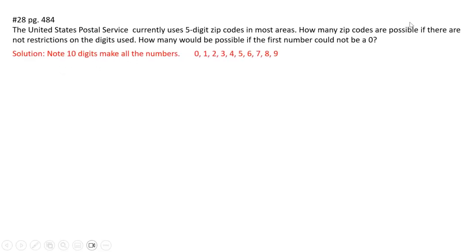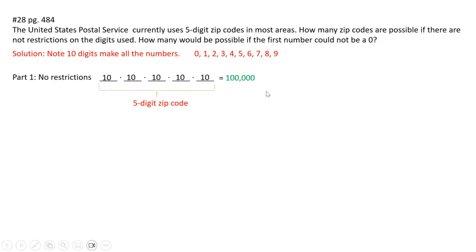So the first one is how many different zip codes are possible with no restrictions. So it's going to be what? This is my 5-digit zip code. So no restrictions, right? So 10 digits make all the numbers. That means that 10 digits can go in the first slot, 10 in the second, 10 in the third, and the fourth, and the fifth. So we multiply them out, and we get 100,000.